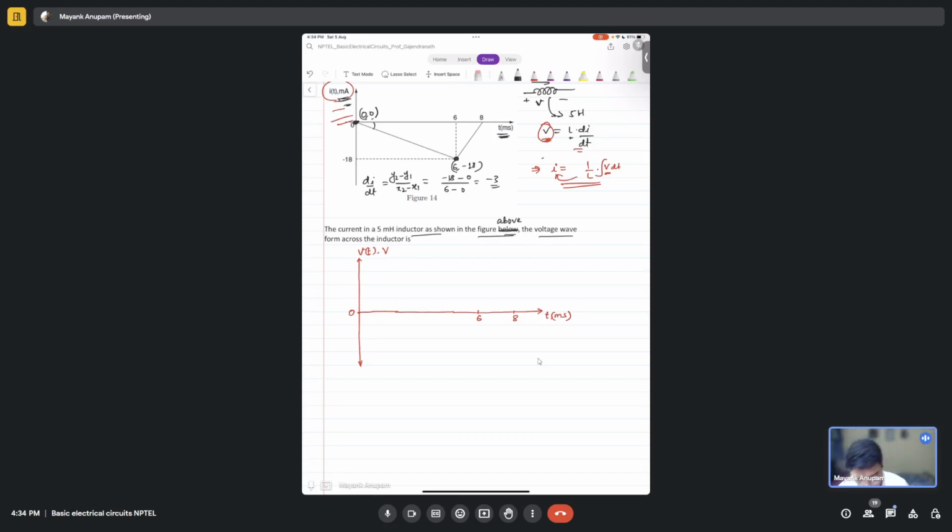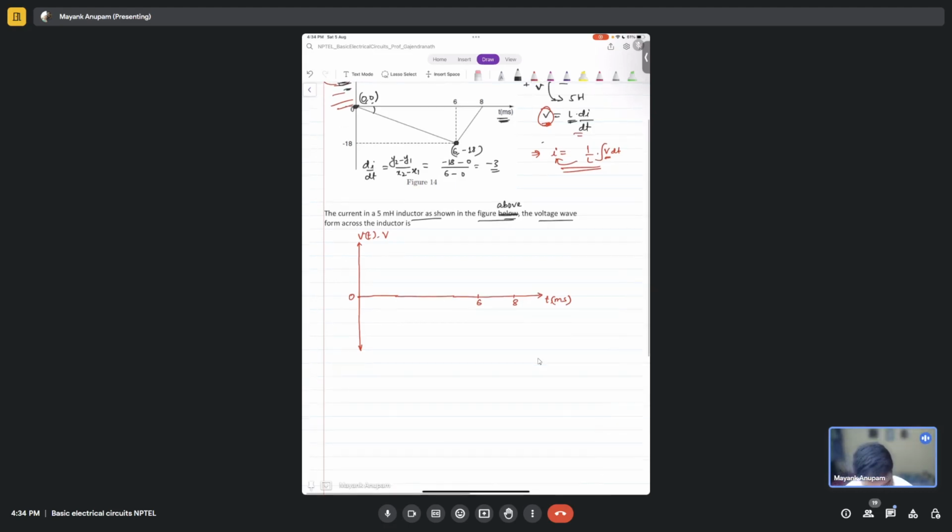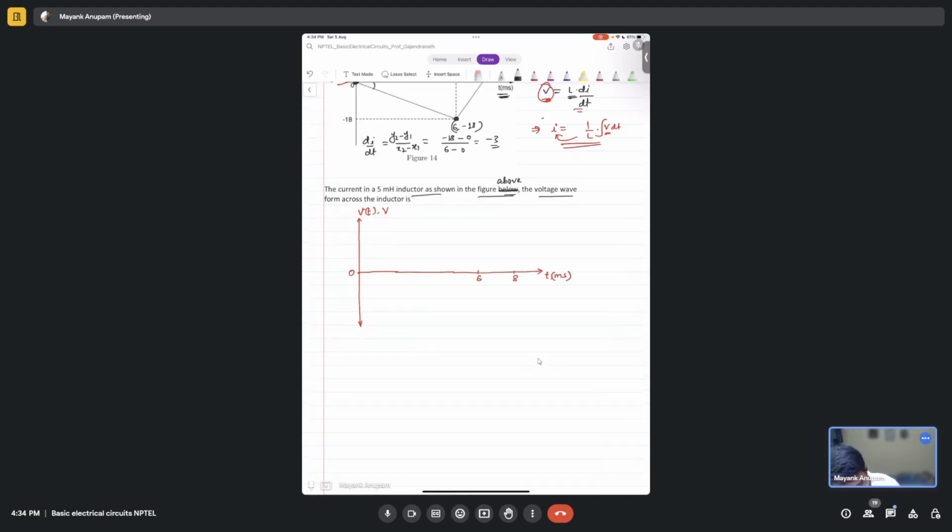Now you have to multiply it with the inductance, correct? So what is the inductance value? 5 millihenry. So minus 3 multiplied by 5 millihenry, what is the value? Minus 15 millivolts. So is everyone with me till now? Yes.